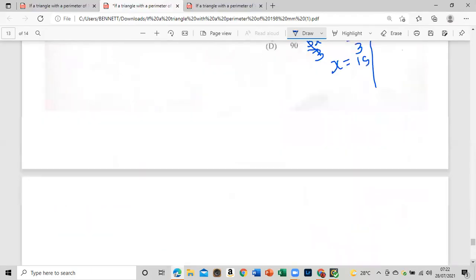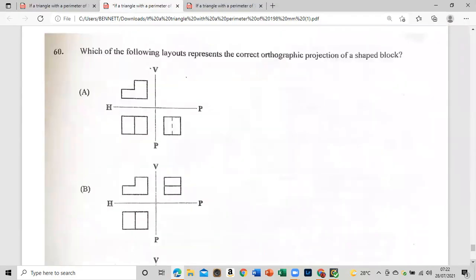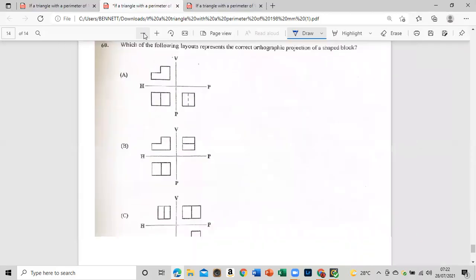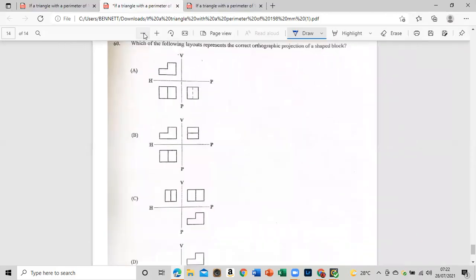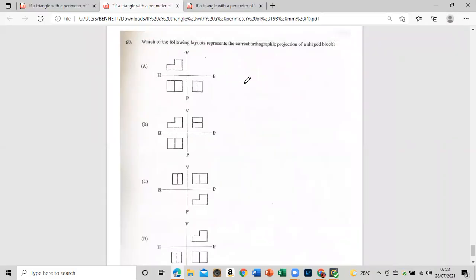And the last one is number 60. Which of the following layouts represent the correct orthographic projection of a shaped block? Let me just scroll down. All right, since this is the last page, I'm going to shrink it so you guys can see all of it one time. What's the answer, guys? And that is B. B for Bennett.